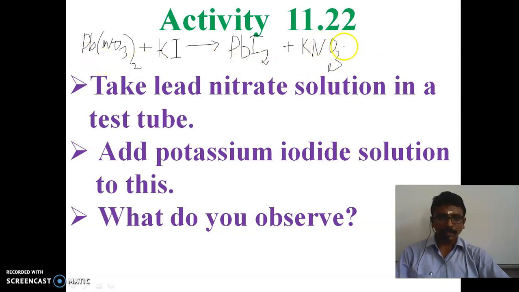So what type of reaction will it be, children? You can see here lead nitrate. So in lead nitrate, what is the cation and what is the anion? The cation is positively charged and the anion is negatively charged. So what is the cation here? Pb2+, lead is the cation. What is the anion? Nitrate, NO3-, is the anion. Here potassium K+ is the cation and iodide I- is the anion.